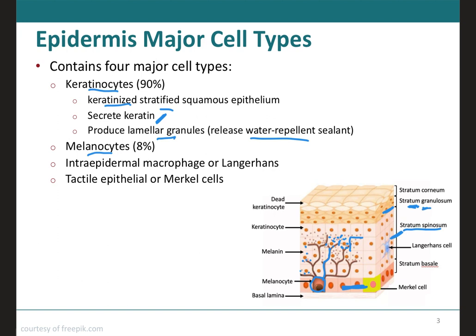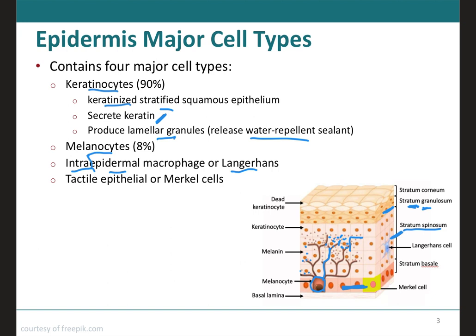Next, we have what we call the intraepidermal macrophage. Intra means inside, so inside the epidermis, also known as Langerhans cells. They will arise from red bone marrow, and then they will migrate to the epidermis, where they will constitute a small fraction of the epidermal cells.